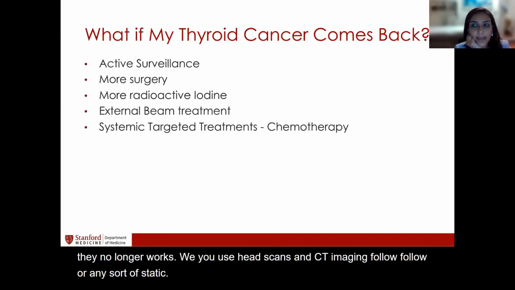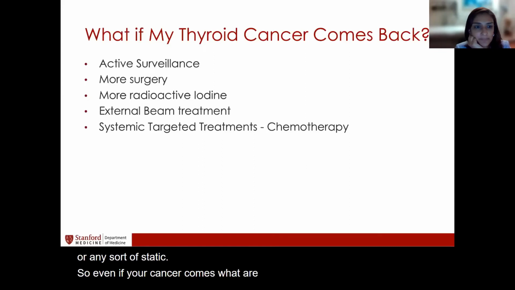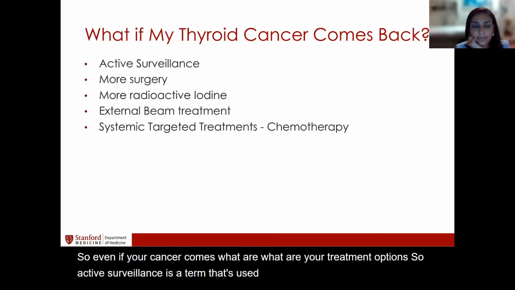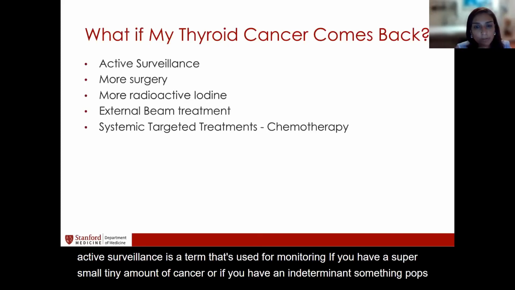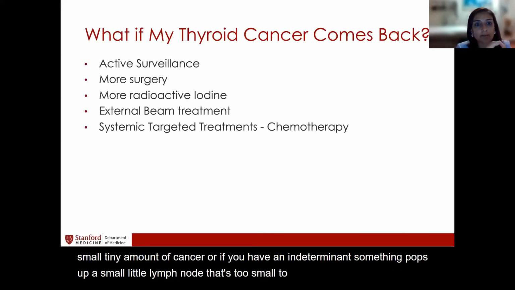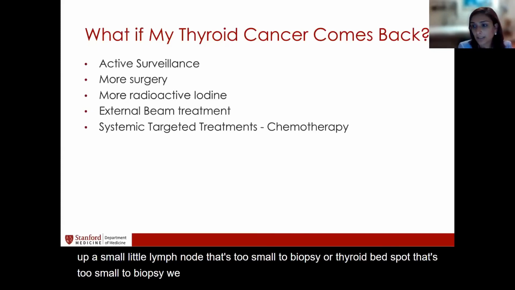What if your cancer comes back? What are your treatment options? Active surveillance is a term that's used for monitoring. If you have a super small, tiny amount of cancer, or an indeterminate finding pops up, like a small lymph node that's too small to biopsy, or a thyroid bed spot that's too small to biopsy, we will do something we call active surveillance, which is monitoring it.